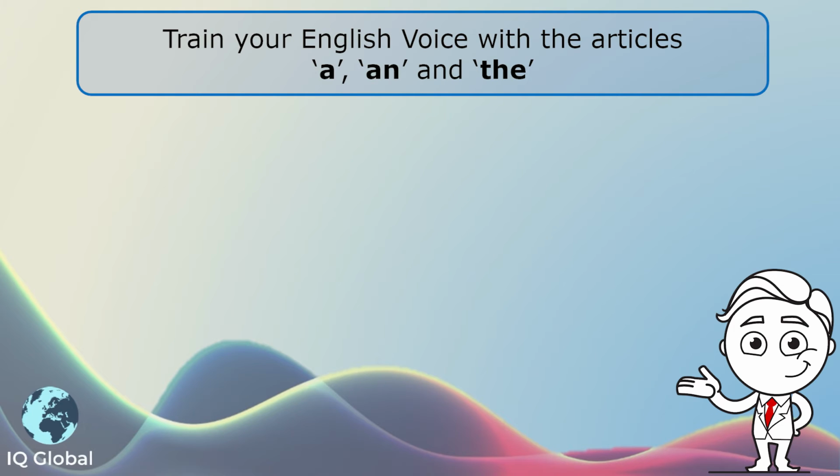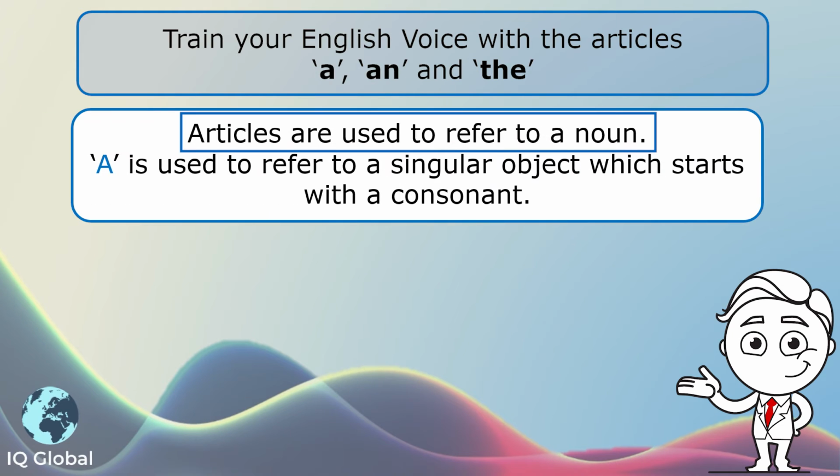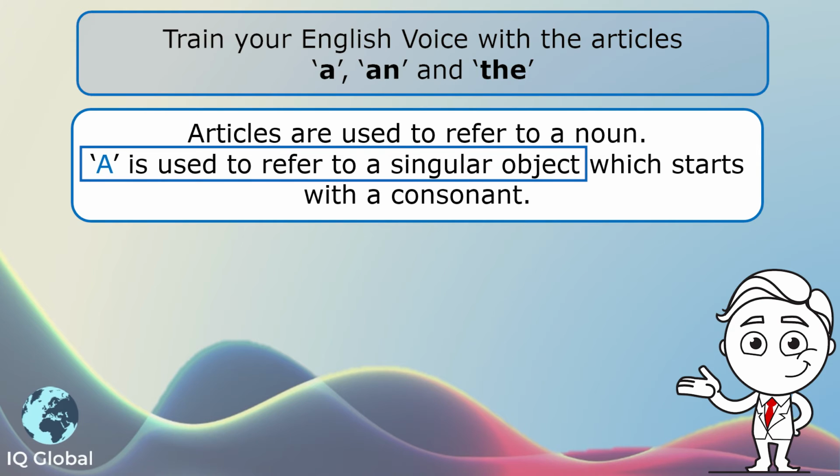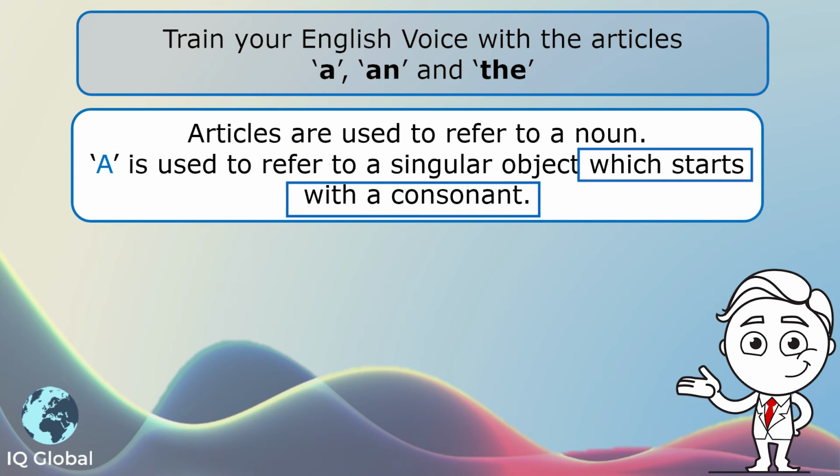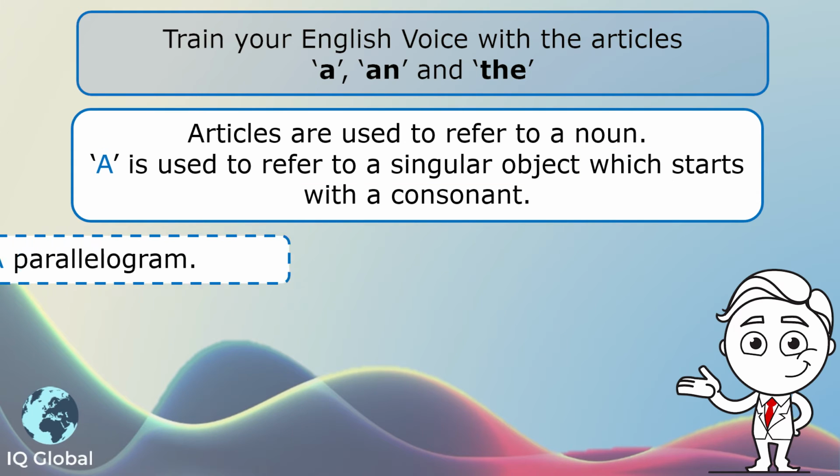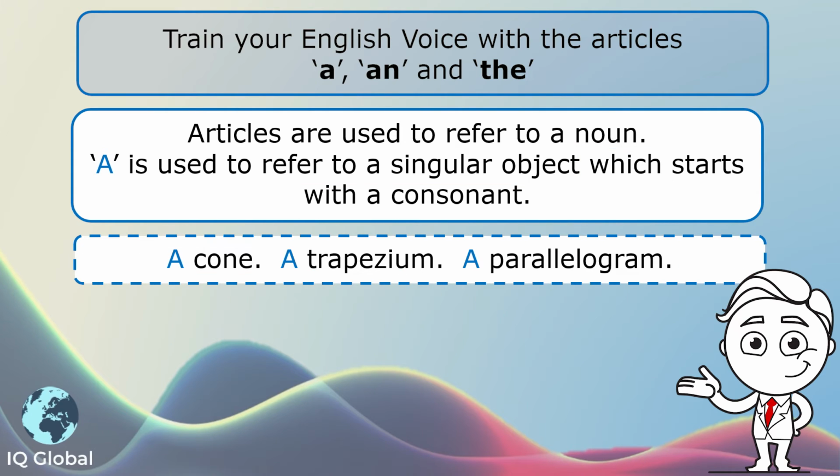So let's have a look. Articles are used to refer to a noun. A is used to refer to a singular object, meaning one, which starts with a consonant. For example, a cone, a trapezium, a parallelogram.